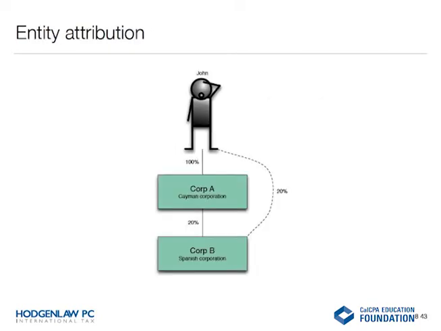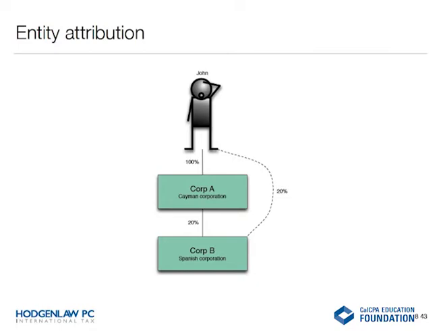And then another one. John's having a bad day here. He's looking a little unhappy. And this is just a vastly oversimplified example of an entity attribution situation. He owns 100% of a Cayman corporation, which owns 20% of a Spanish corporation. Under some of the attribution rules, that 20% would be attributed back up to him, and he would have to report for the top-level corporation and the bottom-level corporation.